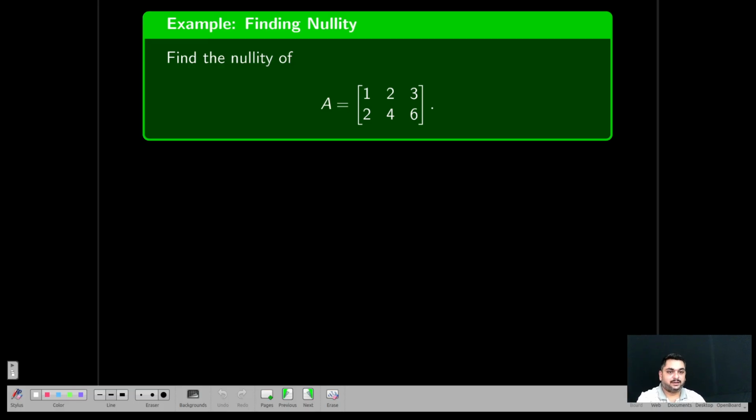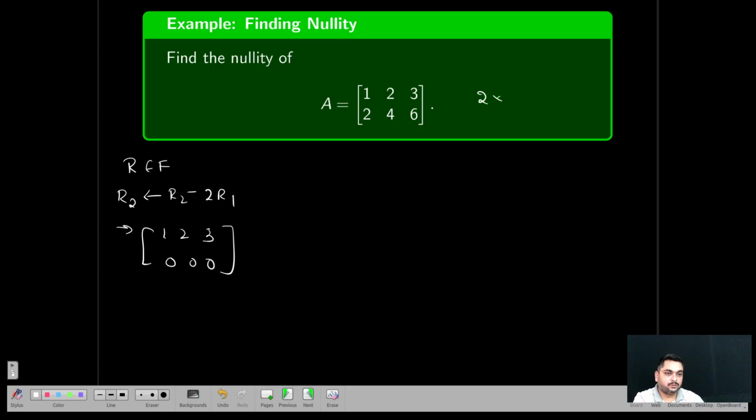So how will you find the nullity of the matrix? First convert it to REF. Now R2 should be R2 minus 2R1. The resultant matrix is 1, 2, 3, 0, 0, 0. The rank is 1. Now how many free variables are here? See, this is a 2 cross 3 matrix.